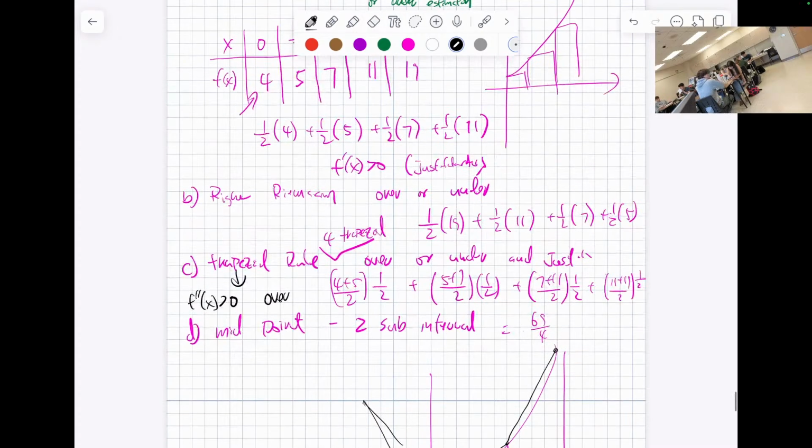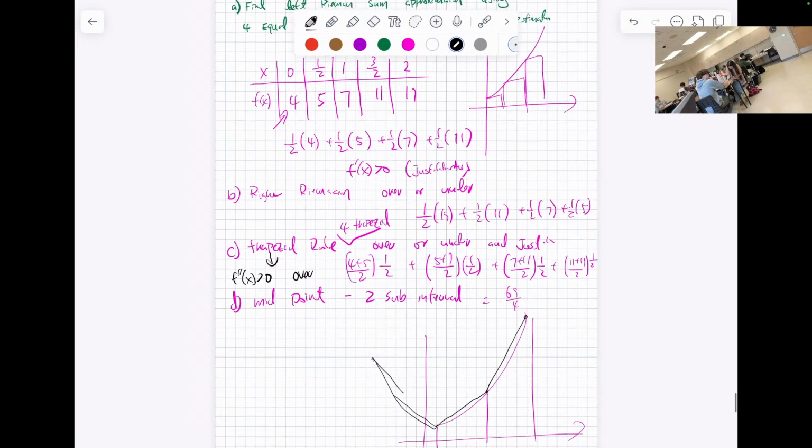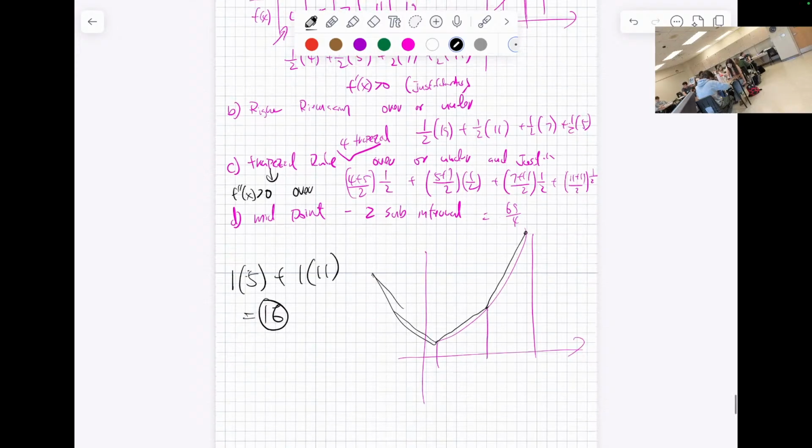Okay, how about midpoint? Well, for midpoint, I'm going to use two midpoints. So each width is not going to be half; each width is going to be 1 instead. So it'll be 1 times 5 plus 1 times 11, because the width is 1 rather than half. Okay, so that's going to be 16. Does that make sense? Everybody get 16? Good.